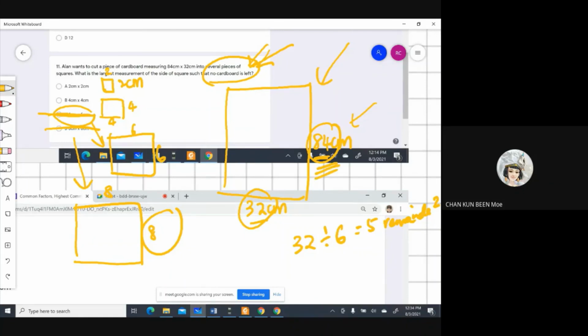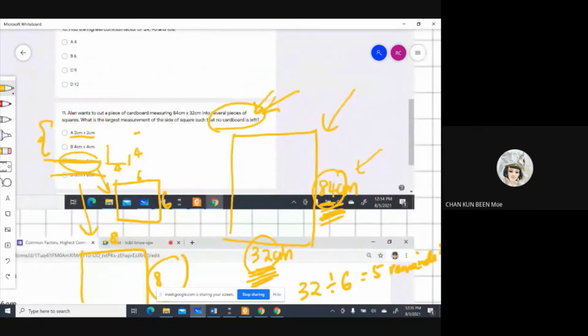Now, 4. 84 can be divided by 4, yes. 32 can be divided by 4, yes. Same with the number 2. 84 can be divided by 2, and 32 also can be divided by 2. So now, how are we going to choose between these two numbers? Because they were asking what is the largest measurement.